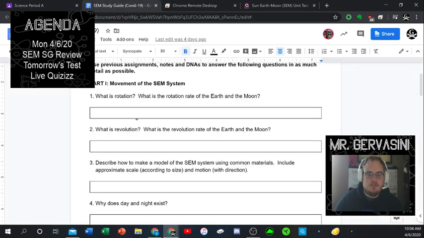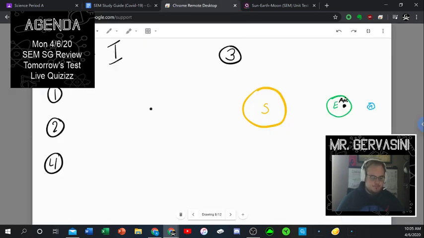So a lot of questions. I'm going to get started right on it. What is rotation from part one? What is rotation rate of the Earth and the Moon? What is revolution? What is the revolution rate of the Earth and the Moon? Making a model using common materials, or just at least be able to make a diagram and understand how a model would work with some common materials, like you're modeling the SEM system. And then, why does day and night exist? All right. So, part one, first question, the rotation of the Earth and Moon.